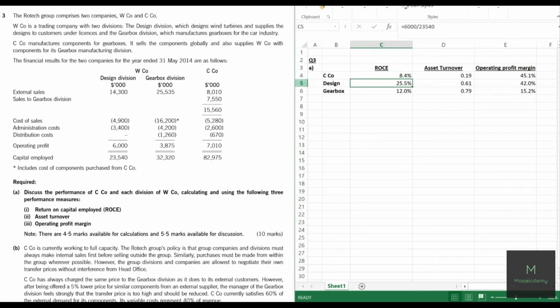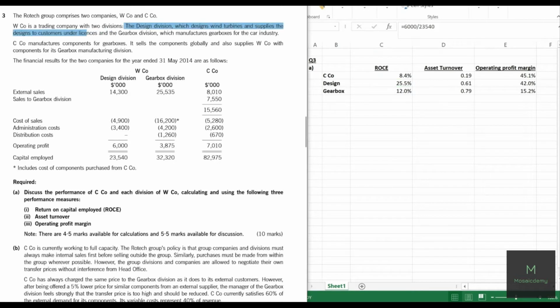So if we go back to our information, it says the design division designs wind turbines and supplies the designs to customers under licenses. Okay. Now, what does that mean? They're basically just doing design. They're not manufacturing. Unlike Gearco, which manufactures gearboxes, and CECO, which manufactures components for gearboxes.